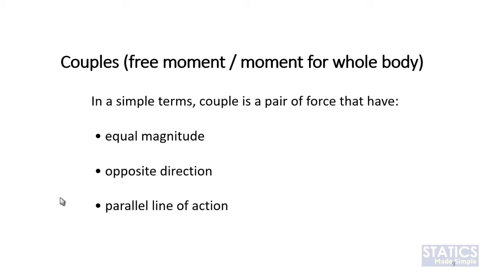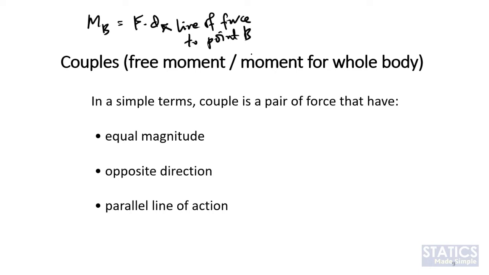So next we will be talking about couples. Previously when we talked about moment, I keep stressing that the moment is point dependent. Let's say we are talking about point B, so the moment should be written as moment at point B. This should be equal to force times distance, and this distance needs to be from the line of force to point B. So this is very critical.